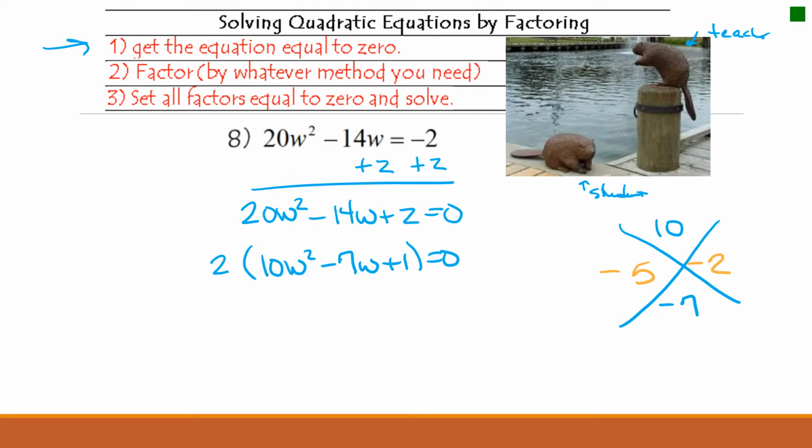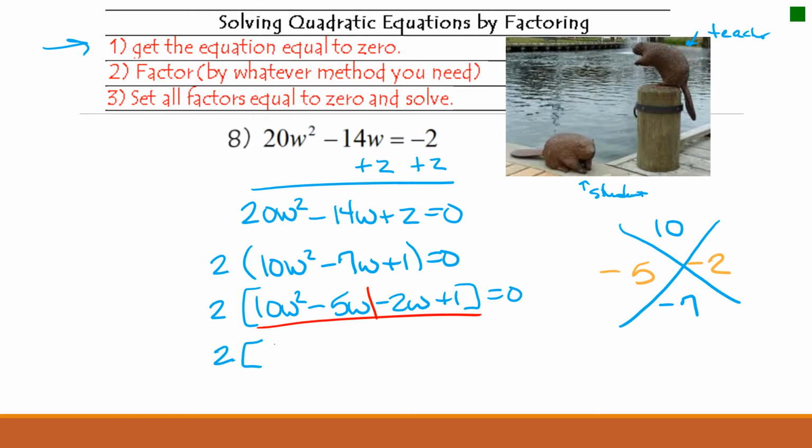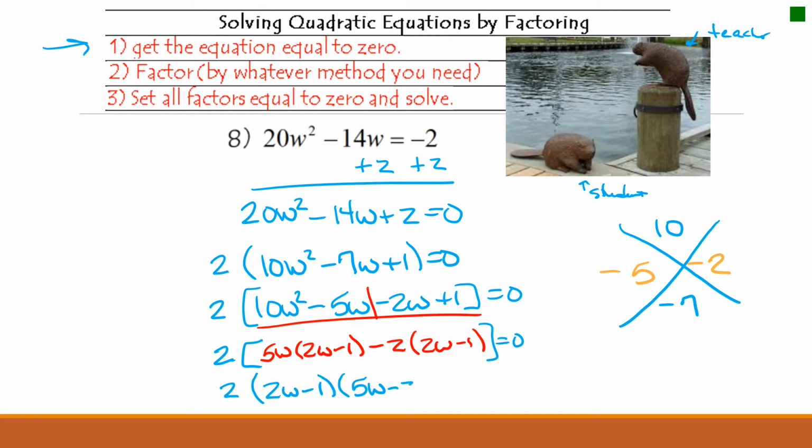So we're looking for negative 5 and negative 2. I'm going to leave that 2 right there. I'm going to go ahead and say 10w squared minus 5w minus 2w plus 1 equals 0. I'm going to do my grouping here. I'm going to leave the 2, and when I group, I'm going to pull out a 5w, and I get 2w minus 1. Pull out a negative 2, and I get 2w minus 1. This is getting squishy. So I have 2 times (2w minus 1) times (5w minus 2) equals 0. That's all the old stuff.